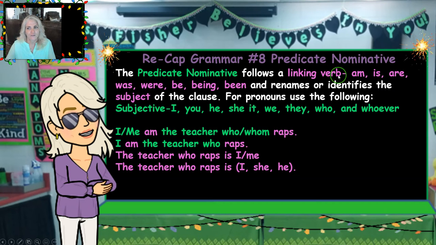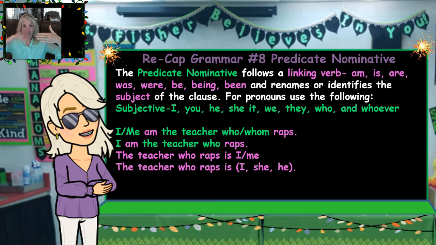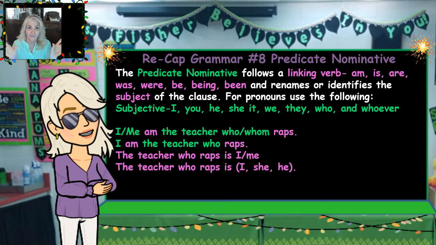Predicate nominatives follow those linking verbs: am, is, are, was, were, be, being, been, and they rename or identify the subject of the clause. Subjective ones are I, you, he, she, it, we, they, who, and whoever. So remember, if they're in the beginning or the end of the sentence, it's always the subjective case if you have that linking verb. Predicate nominative, renaming it. So Mrs. Fisher is the teacher. Mrs. Fisher is she, not is her, because it's that linking verb.